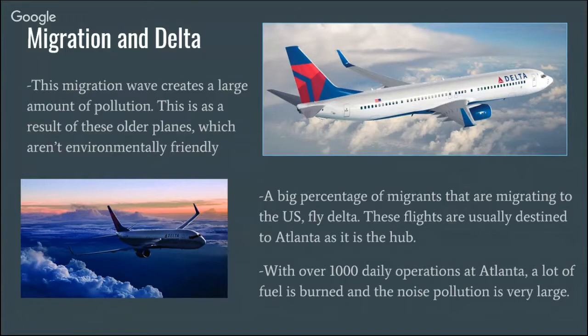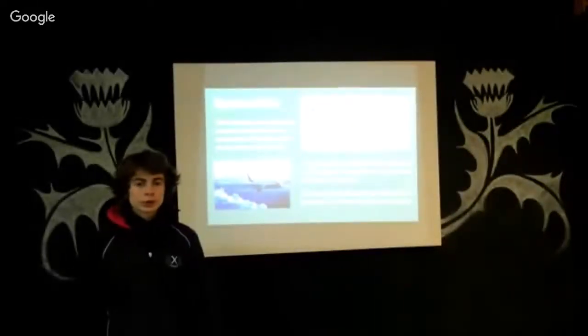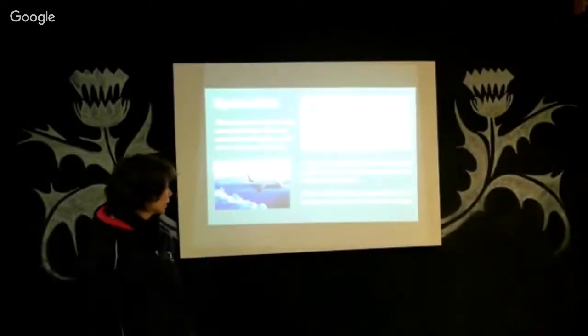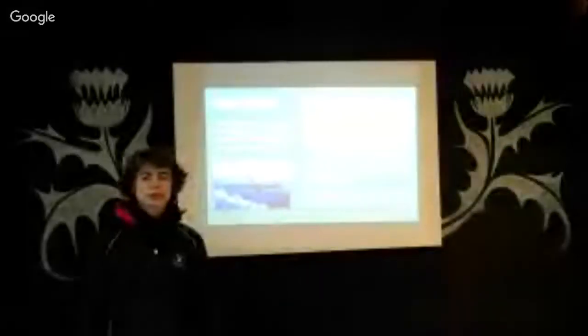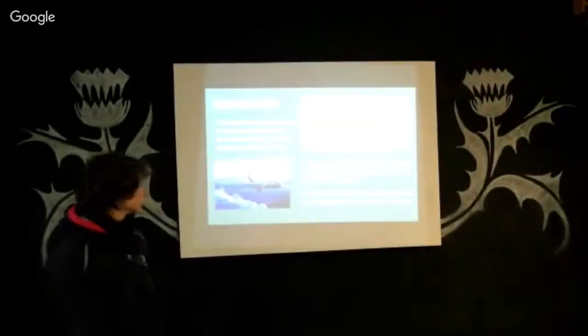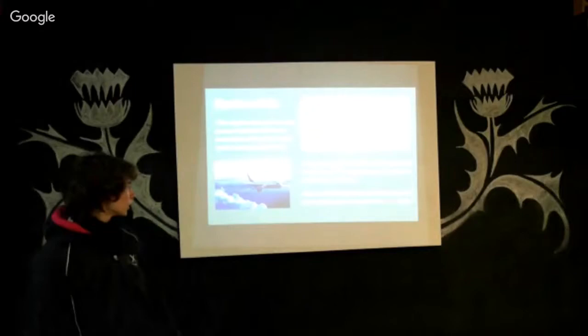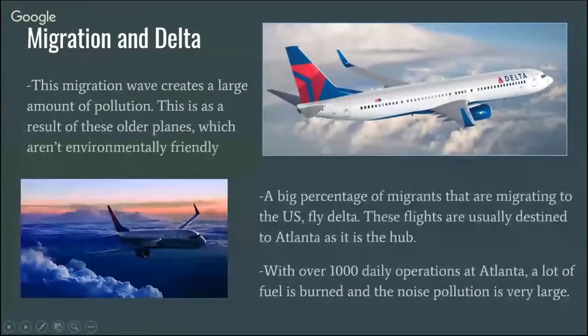These older planes help the whole migration wave, which also contributes to the pollution of the city, as they are older planes. And then there are a lot of migrants that are flying in and out of the United States. A lot of them fly Delta, and not all, but most of their flights are destined to go to Atlanta, as it is the hub. And with over 1,000 daily operations, a lot of fuel is burned and a lot of noise is produced.